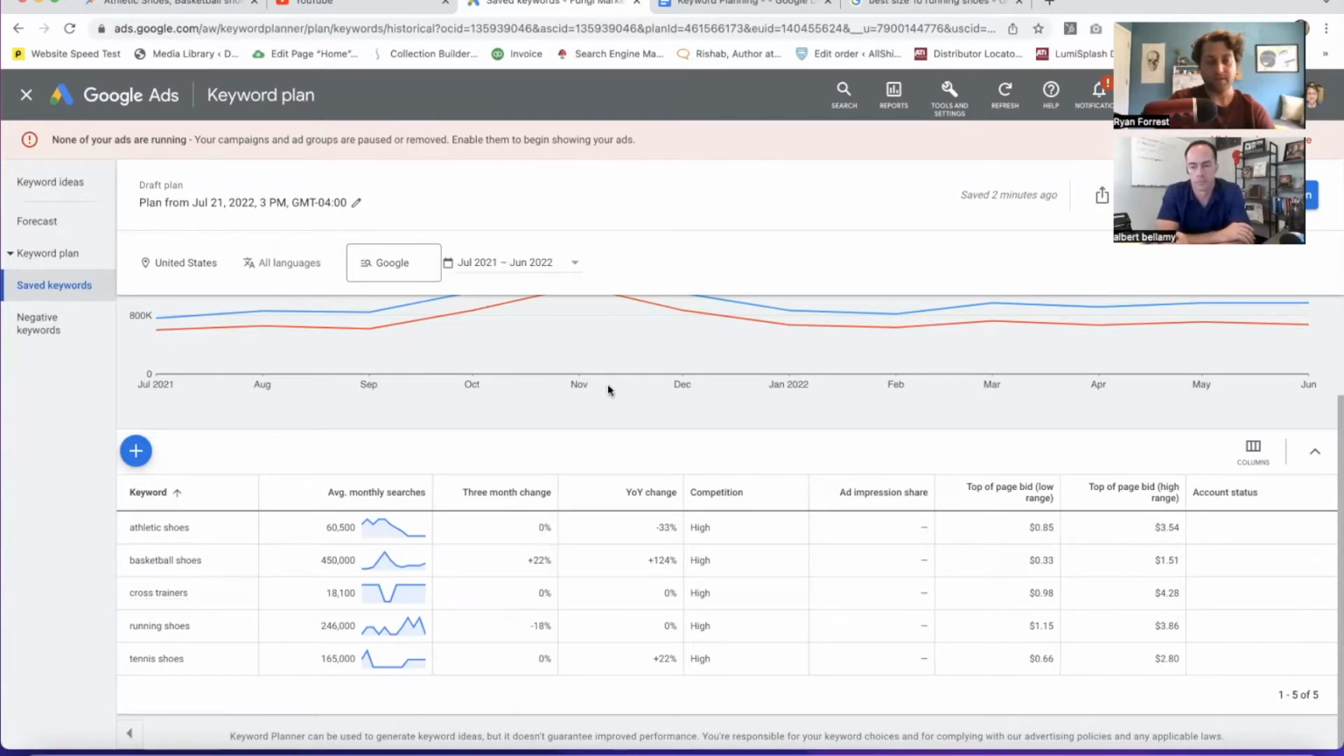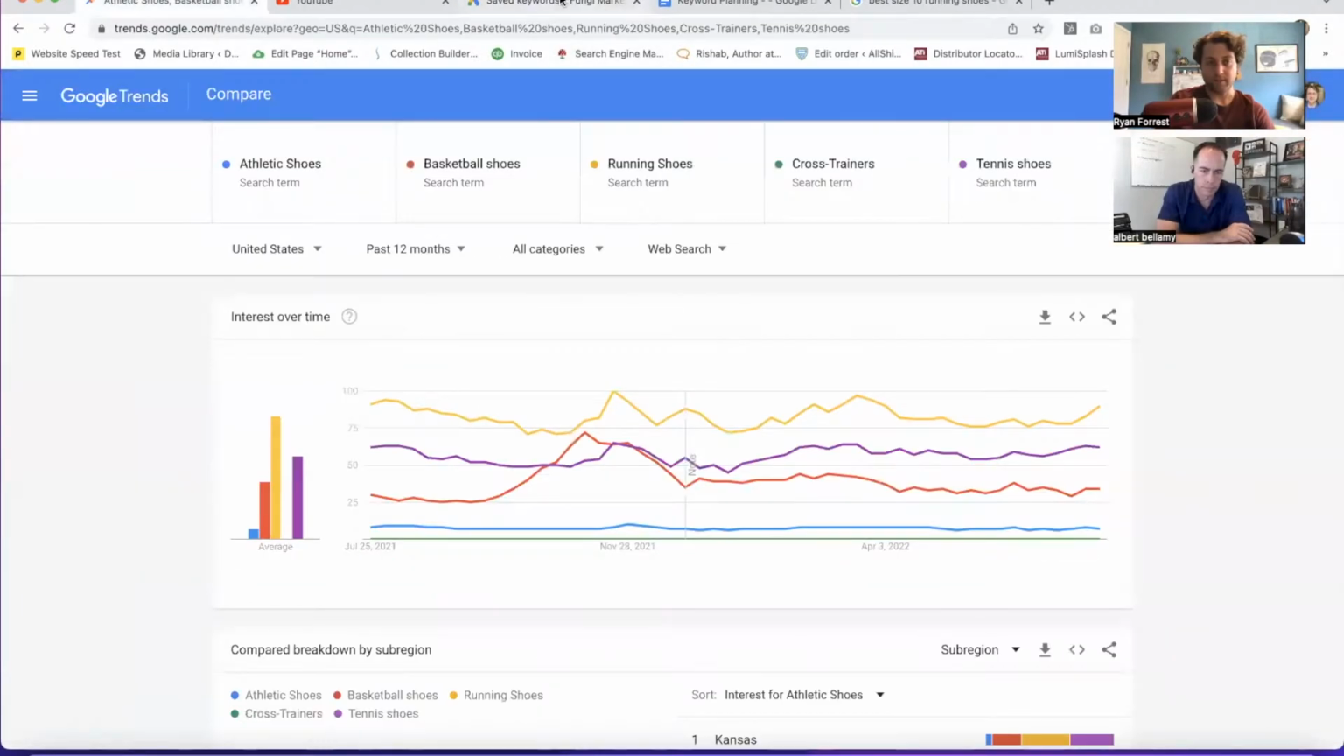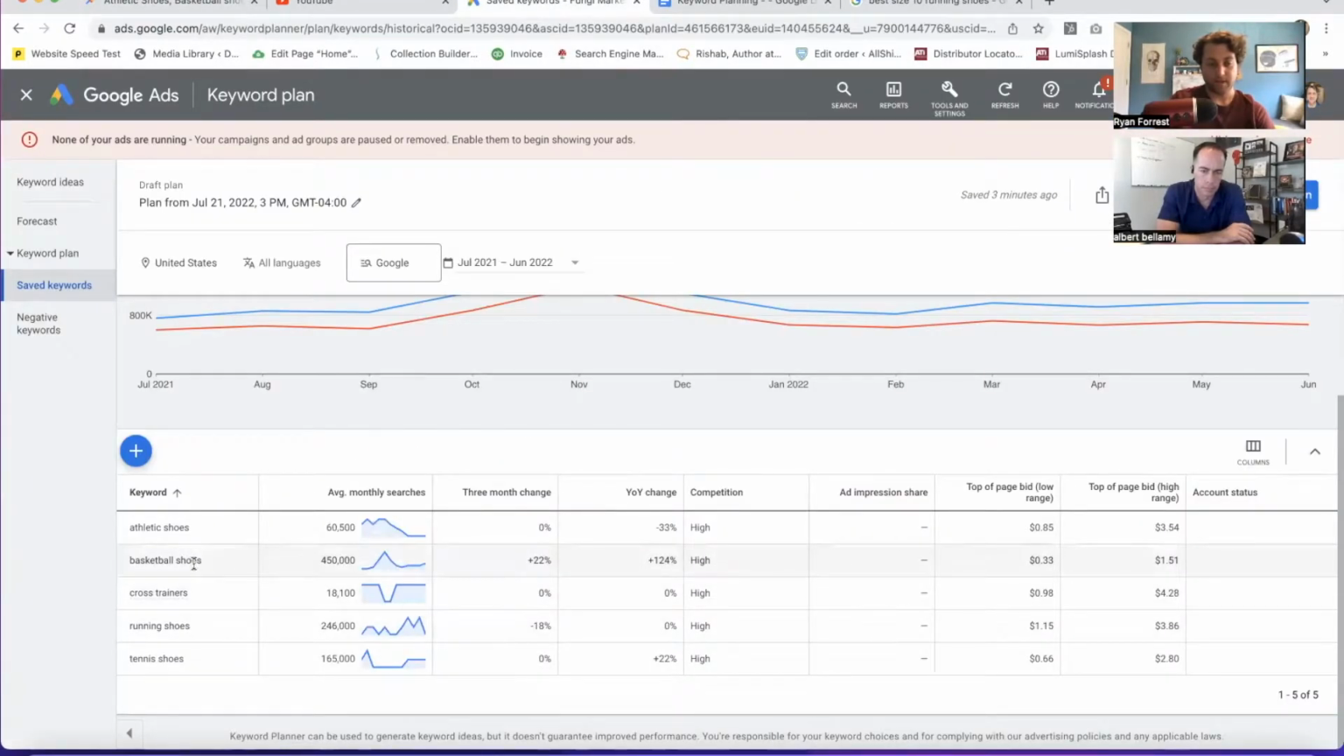I'm going to go back to the other keyword plan because I think this one doesn't show as much information, but you can see at a high level for the keywords we've selected, the average monthly searches. There's quite a bit. Basketball shoes has 450,000, based on the last year. Athletic shoes, not so much. Cross trainers, not so much. Running shoes is significant, and tennis shoes is a little bit lower. So it looks like tennis or basketball shoes is the larger breakout category.